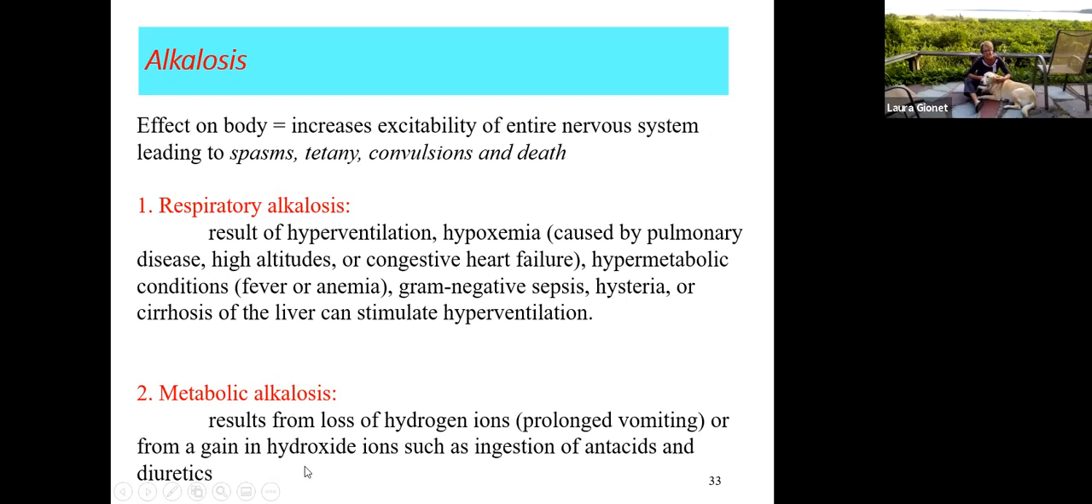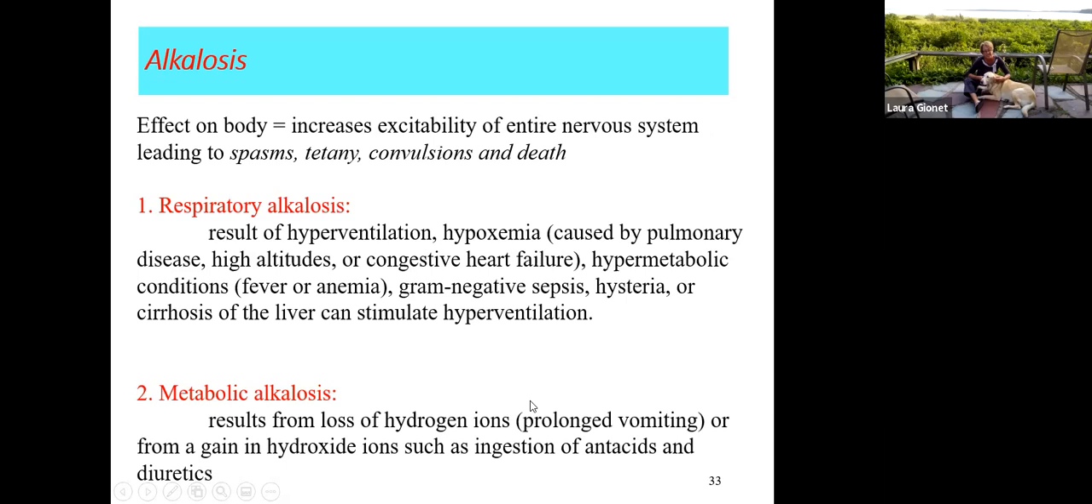Then we have metabolic alkalosis, which generally results from a loss of hydrogen ions. A good example of that is prolonged vomiting, or a gain in hydroxide ions, such as from ingestion of antacids and diuretics.